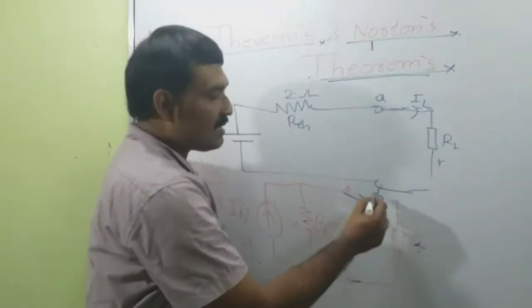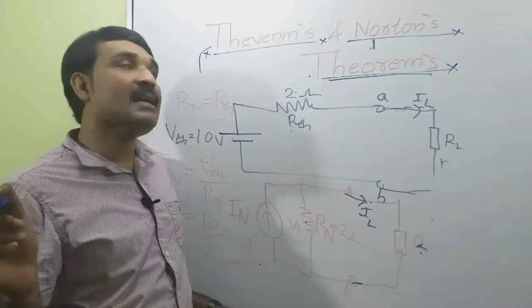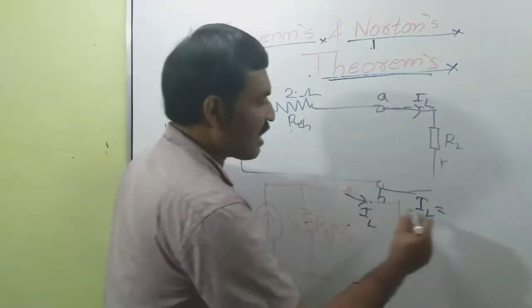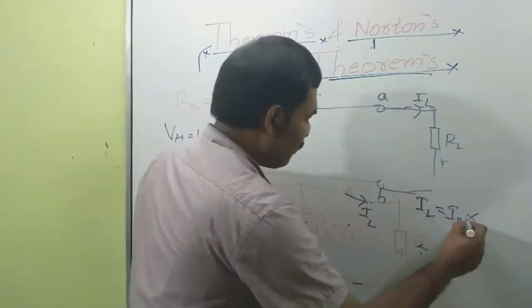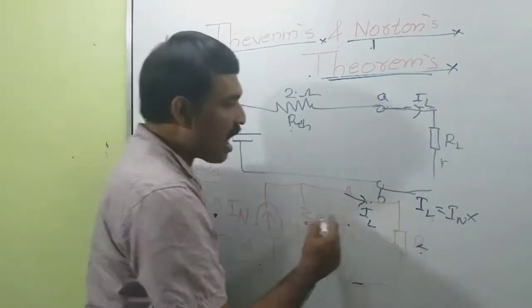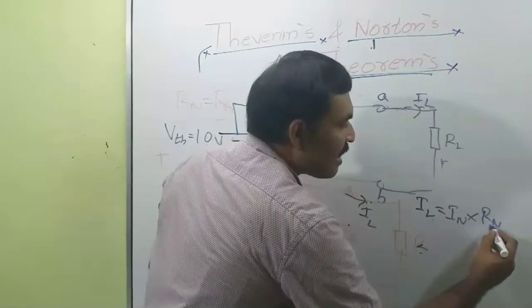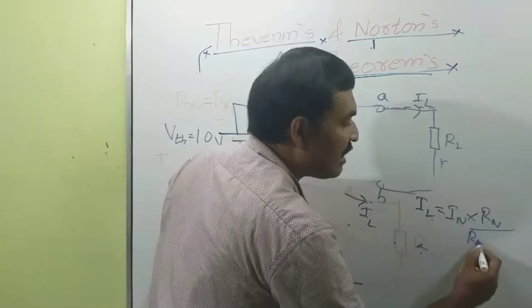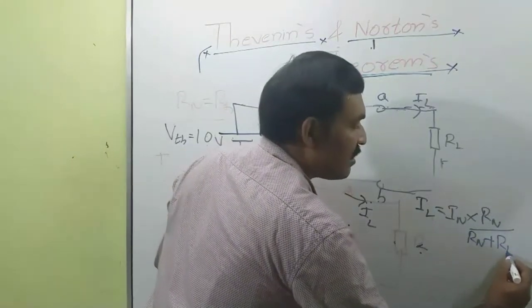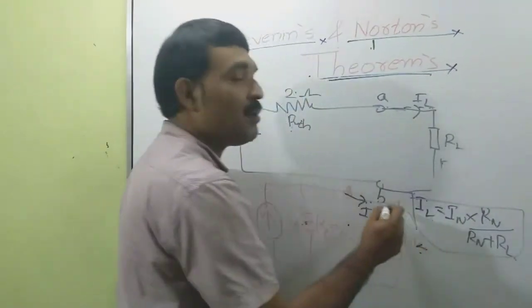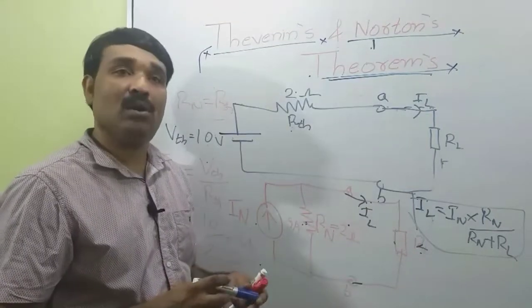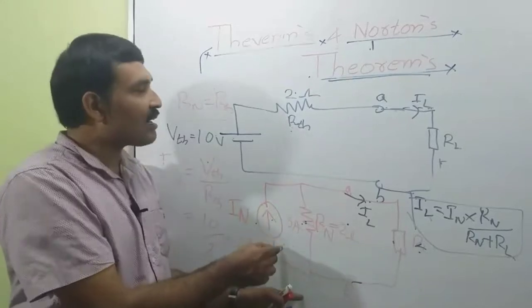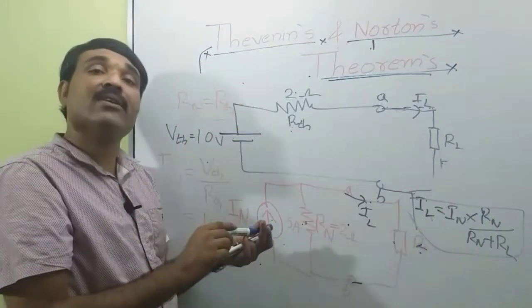We can obtain this IL by making use of the current division rule. That is IL is equal to this current IN into this other branch resistance, that is RN, divided by the total resistance, that is the sum of RN and RL. So we can determine IL by making use of the current division rule. Similarly, suppose we have a Norton circuit, then we can directly convert that into Thevenin's equivalent circuit.